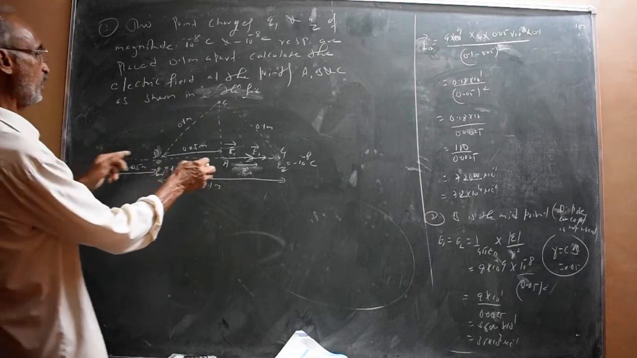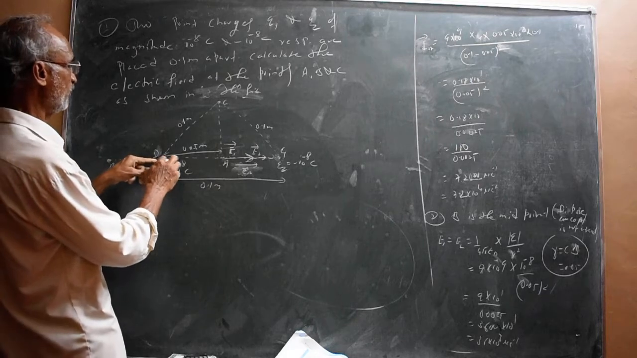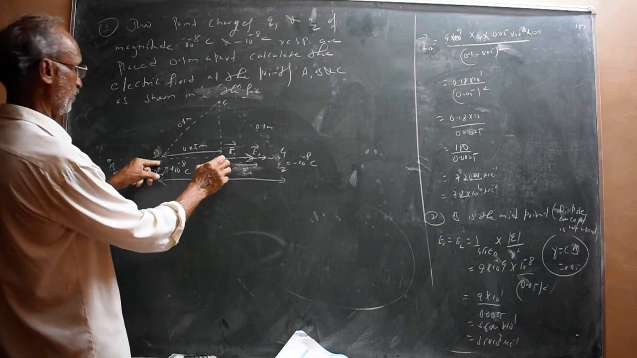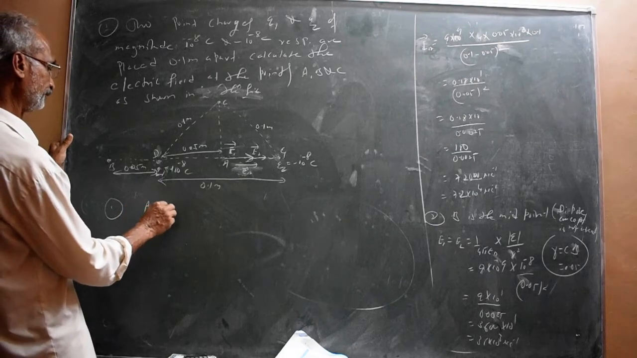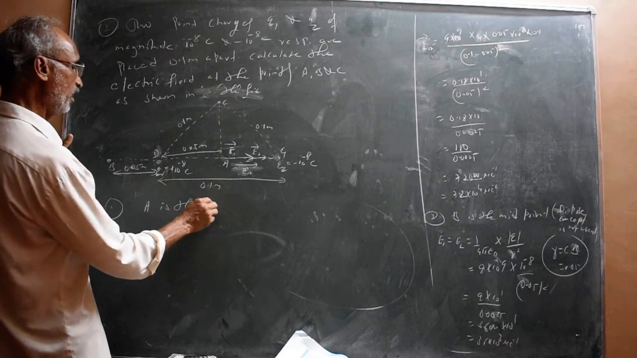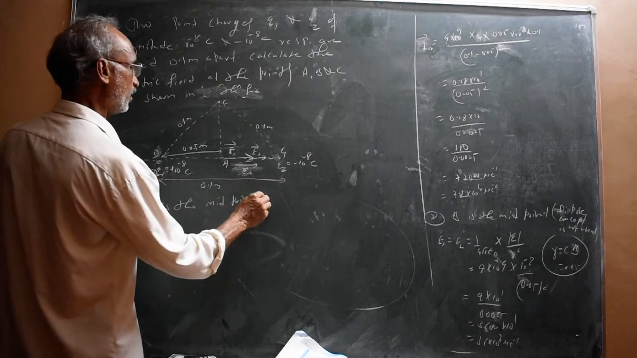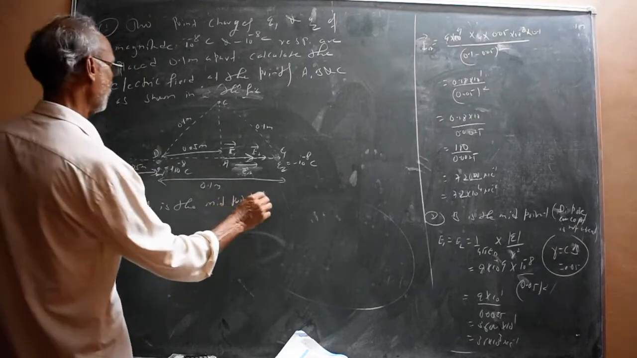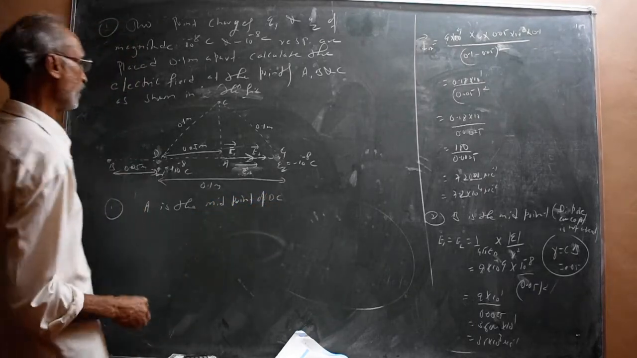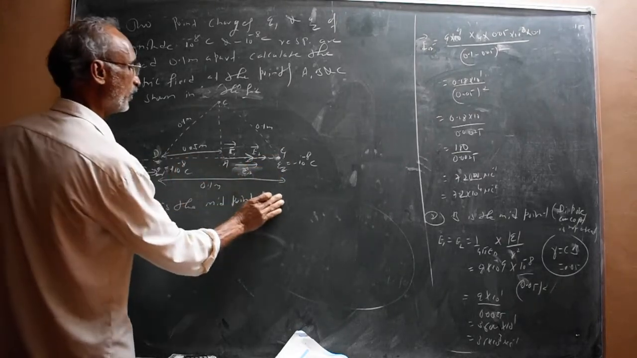Now, what is the R here? For a single charge, R is the distance between the point and the charge. Therefore, first one, A is the midpoint of DC, where I have taken this point as G and this point as D. Okay, DG.